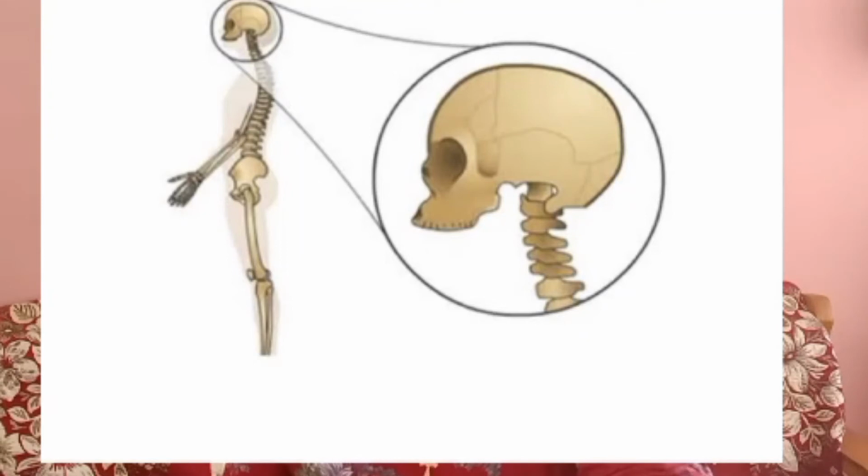The second one is the pivot joint. It allows movement of one bone over the pivot-like end of another bone. For example, the joint between the skull and your backbone.